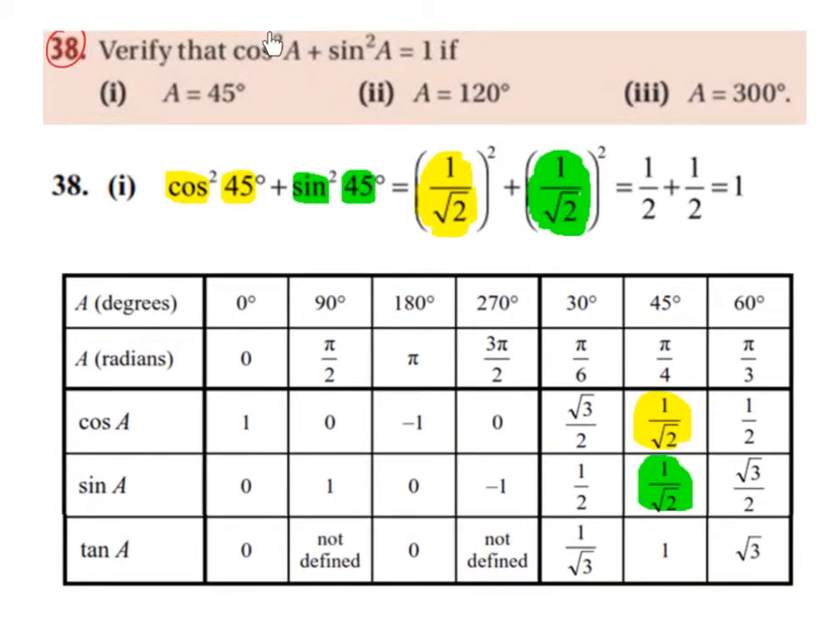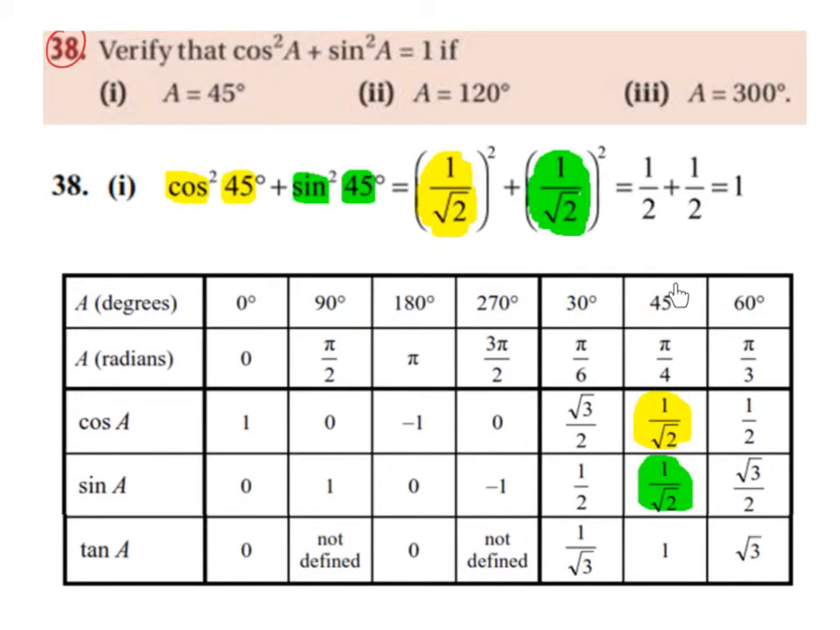Verify that cos squared a plus sine squared a equals 1 if a is equal to 45 degrees, a is equal to 120 degrees, and a is equal to 300 degrees. So let's start with a is equal to 45 degrees. So we change cos squared a for cos squared 45, and sine squared a for sine squared 45. We go to cos of 45 degrees, we go to cos, we go across, we go to 45 degrees, we go down, we get 1 over root 2.